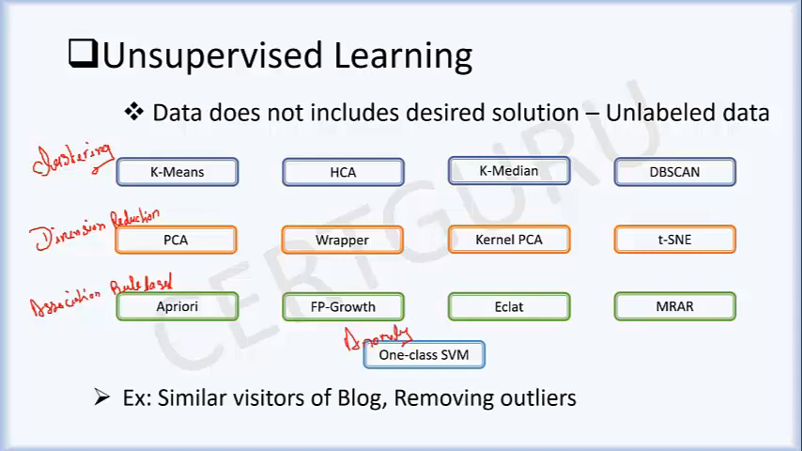We use k-means clustering when there are no outliers in the data, and we use k-median clustering when the data has outliers. DBSCAN we use when the decision boundary is not spherical. PCA, principal component analysis, we use for dimension reduction. Apriori algorithm is for association rule learning. MRAR stands for multi-relation association rules. One class SVM is for anomaly detection.